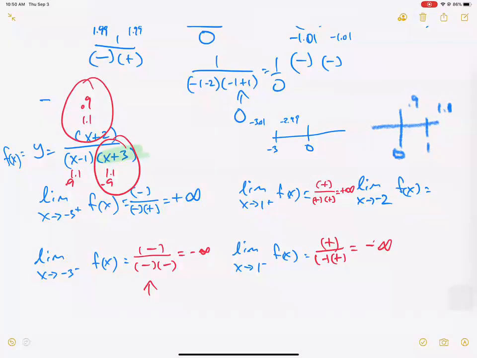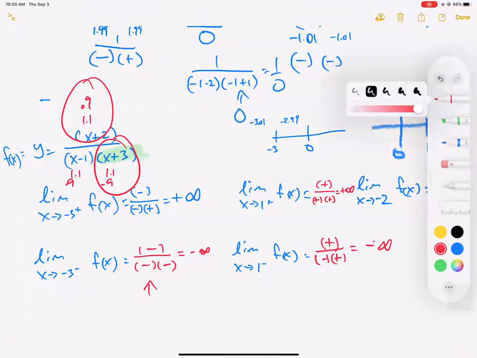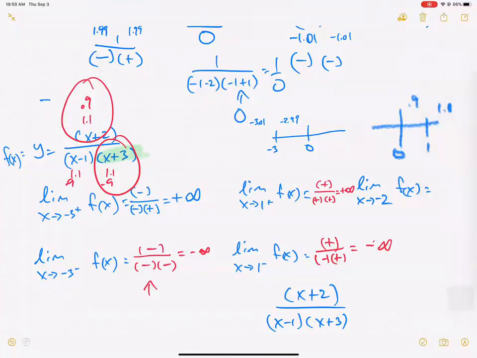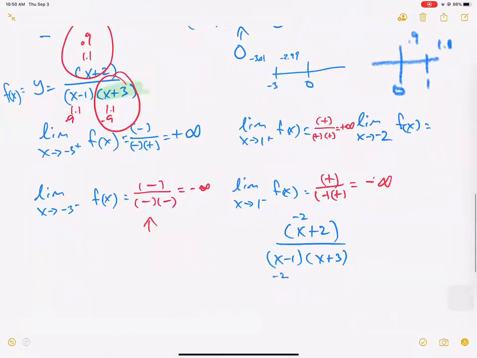So now what about the limit as we approach -2? Now I'm going to write it here. Let's use blue again. It's x plus 2 over x minus 1 times x plus 3. We've been saying infinity so many times, but remember, with limits you should always try plugging it in. If I plug in -2, what's -2 plus 2? That's just 0. 0 over who cares?